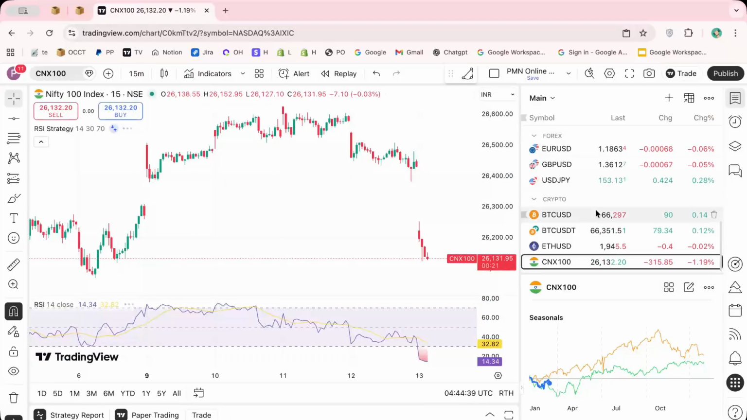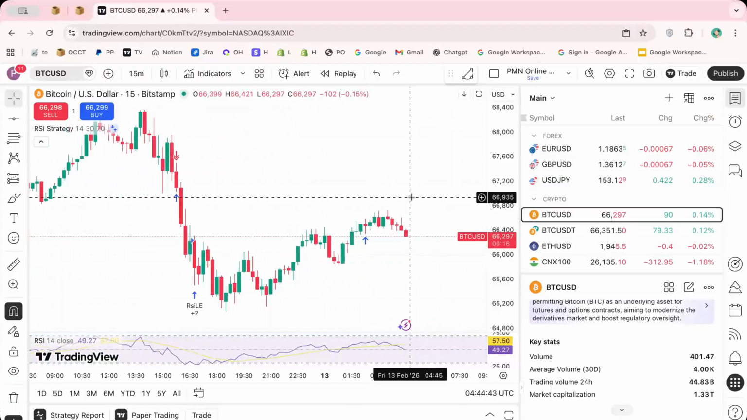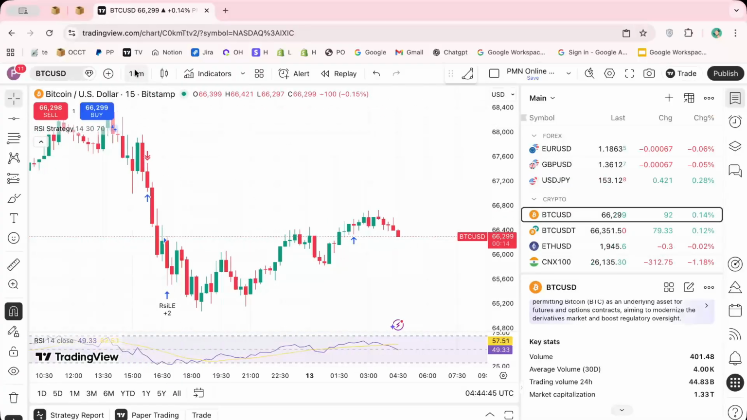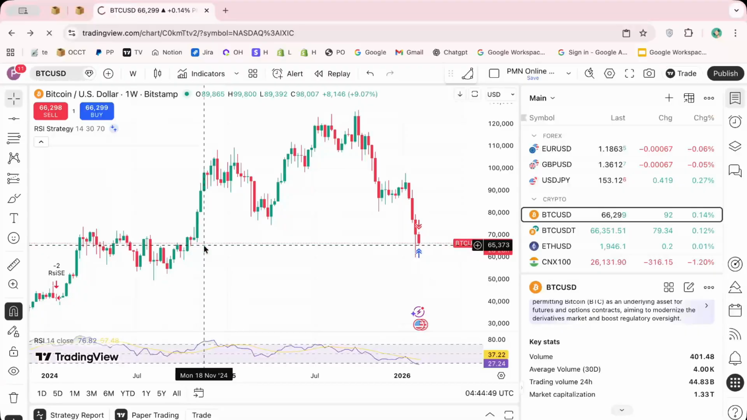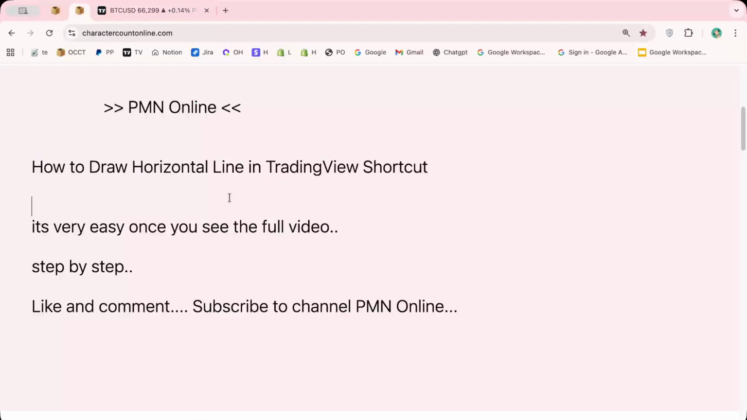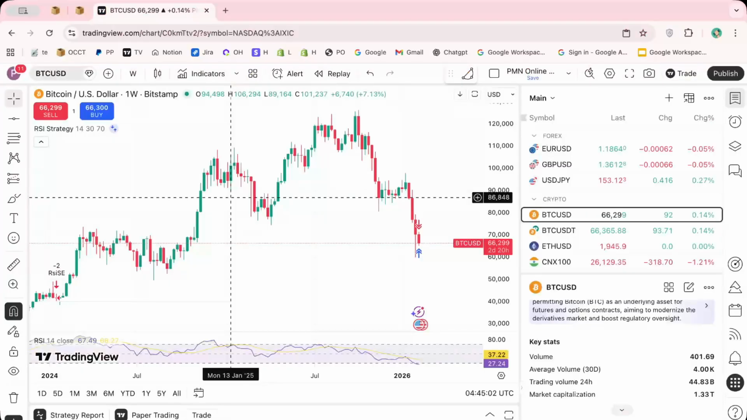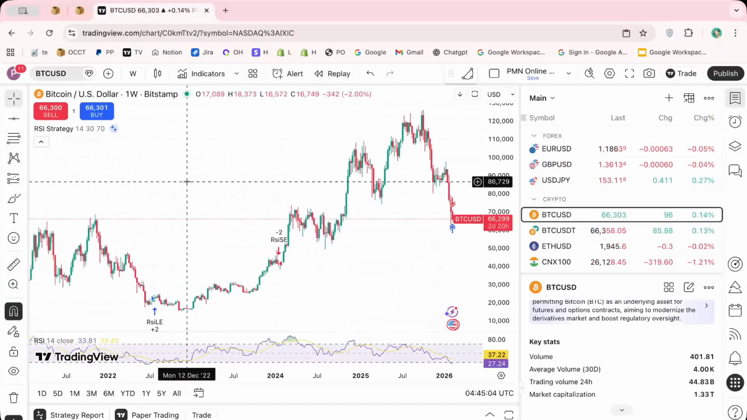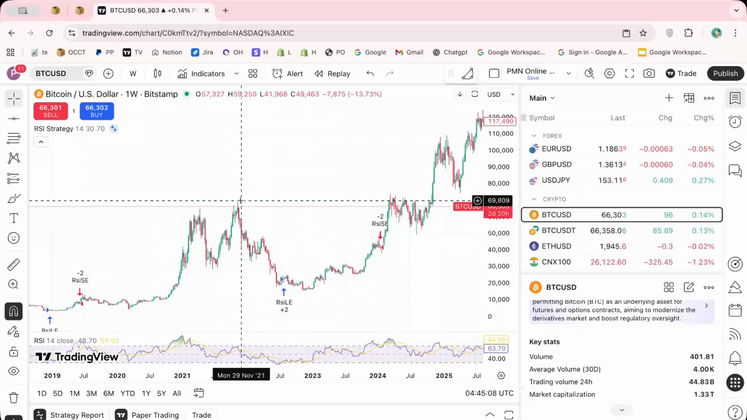Whether you're a seasoned trader or just starting out, mastering charting tools like horizontal lines can really enhance your trading analysis and strategy. TradingView is a robust platform for both technical and fundamental analysis, offering numerous tools to help you visualize market trends and price movements. Today, we will focus on one of the most basic yet vital tools, the horizontal line. It's perfect for identifying support and resistance levels, marking entry and exit points, or simply highlighting price zones you're interested in.